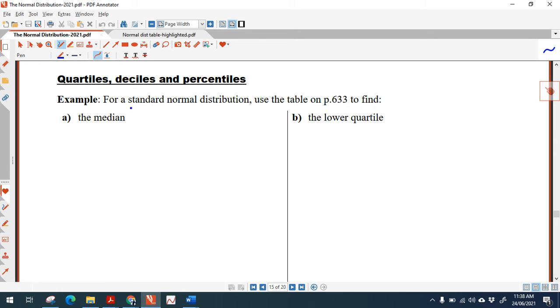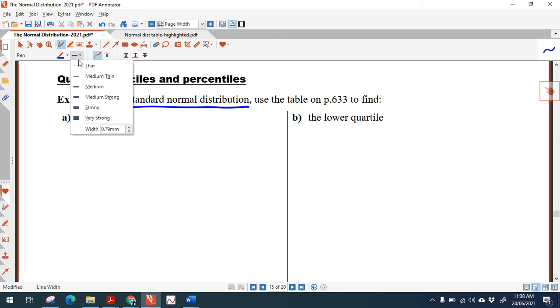Now, this says for the standard normal distribution. You've got to be aware that as soon as I say standard normal distribution, they're talking about z-scores. So anything that we work out here will be to do with z-scores and the z-score distribution table. All right, so we're going to find the median.